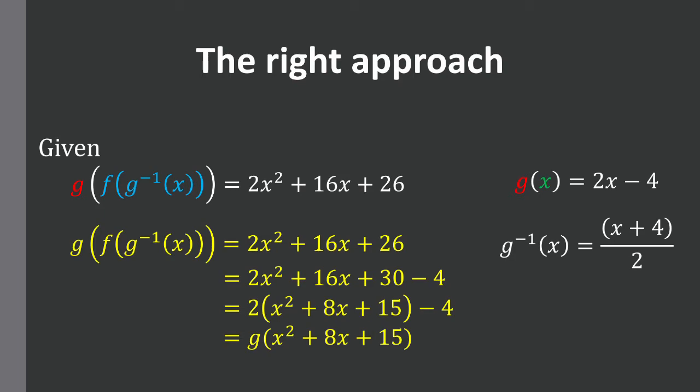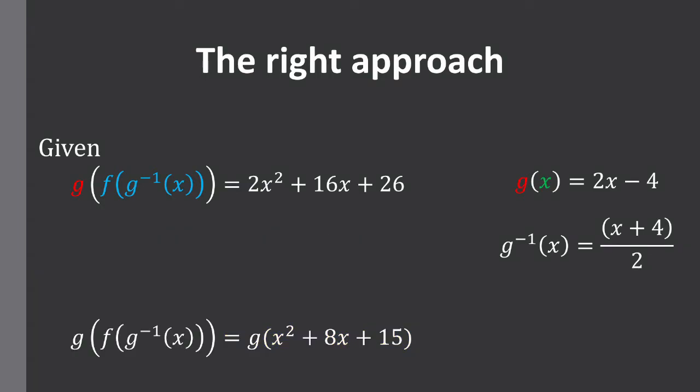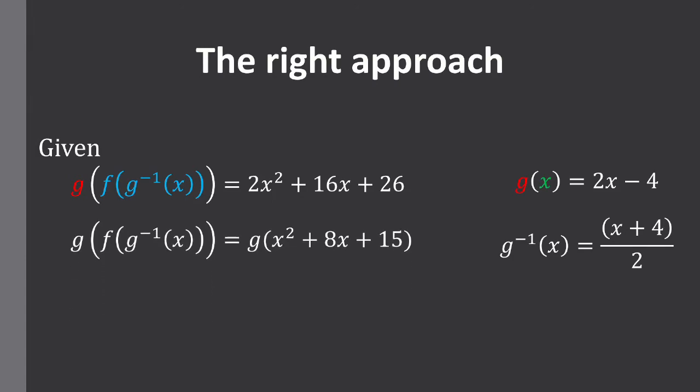Okay, so what we have at this point is g of f of g inverse of x is equal to g of x squared plus 8x plus 15. And we can conclude that the highlighted part, the part on the inside, f of g inverse of x, must equal x squared plus 8x plus 15. And some people might ask, why can you say that? Sometimes a function has the same output but different inputs. Well, let me remind you, g of x is a linear function. Therefore, if the outputs are the same, then the inputs must be the same.